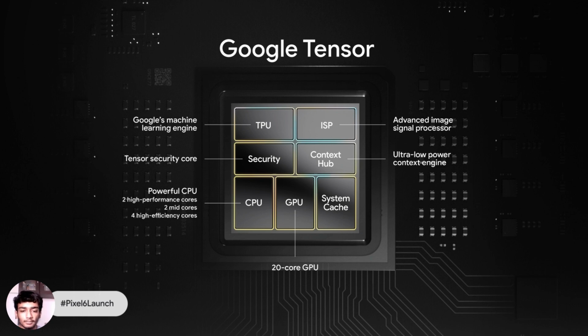Now, all these three sections of our Tensor are most important. They are the CPU, the central processing unit of our Tensor chip, the GPU, and the system cache. System cache has the cache memory of the chip. This summarizes our Tensor chip and the components of the Tensor chip.